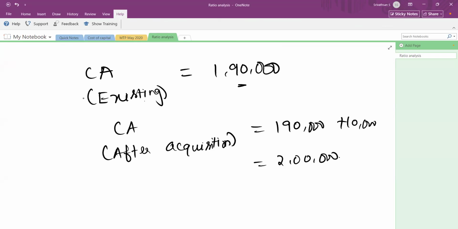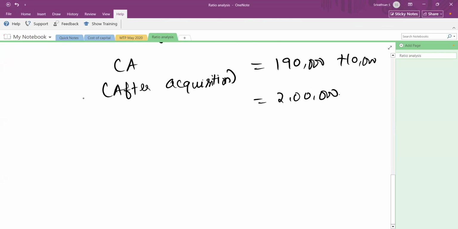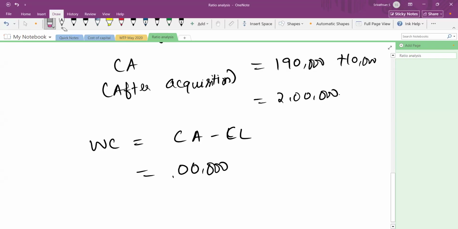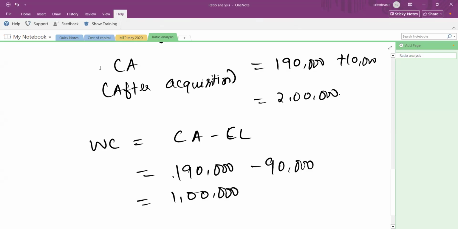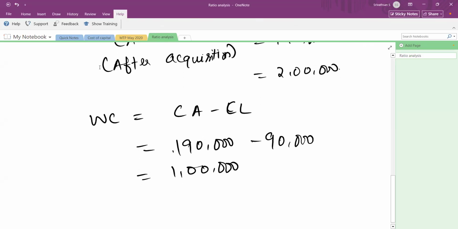Clear? Now, what is the working capital before acquisition? Working capital is equal to current asset minus current liability. Before acquisition, we had a current asset of 1,90,000 and we had a current liability of 90,000. So before acquisition, working capital is 1 lakh. After acquisition, current asset is 2 lakh. Current liability is 1 lakh. So after acquisition also working capital is 1 lakh rupees. Is it clear? Any doubt in this?